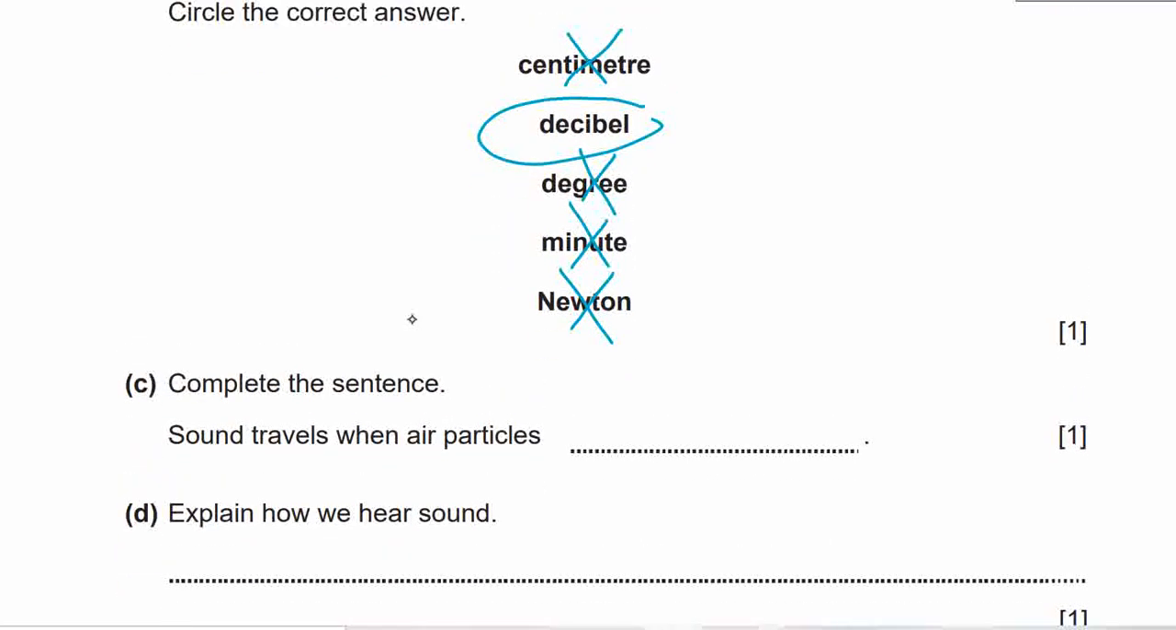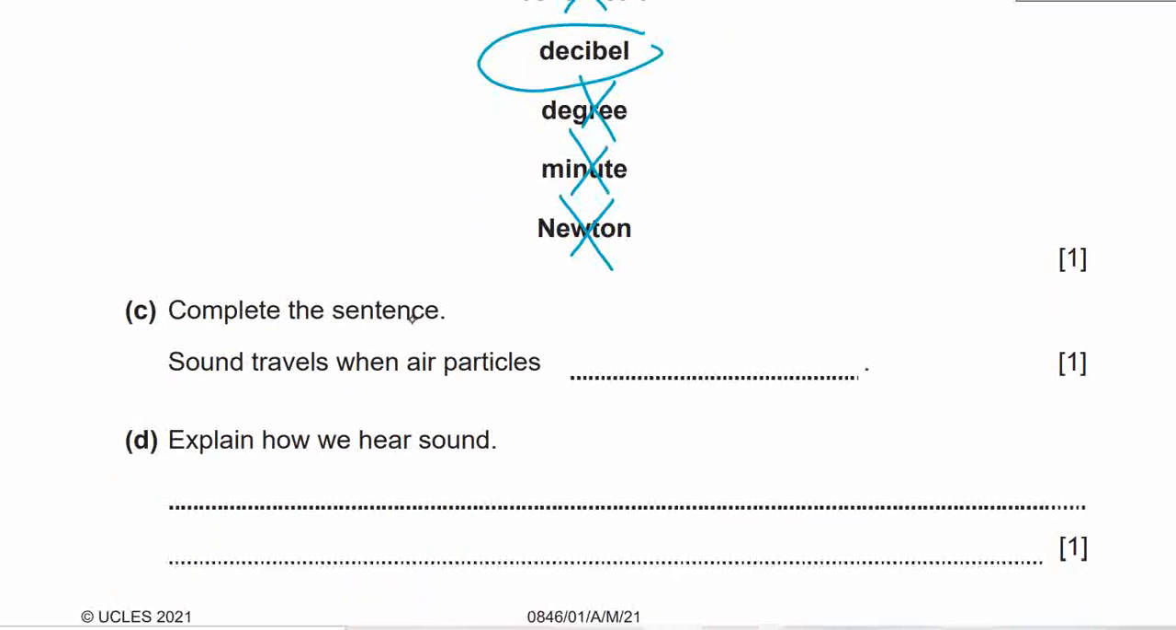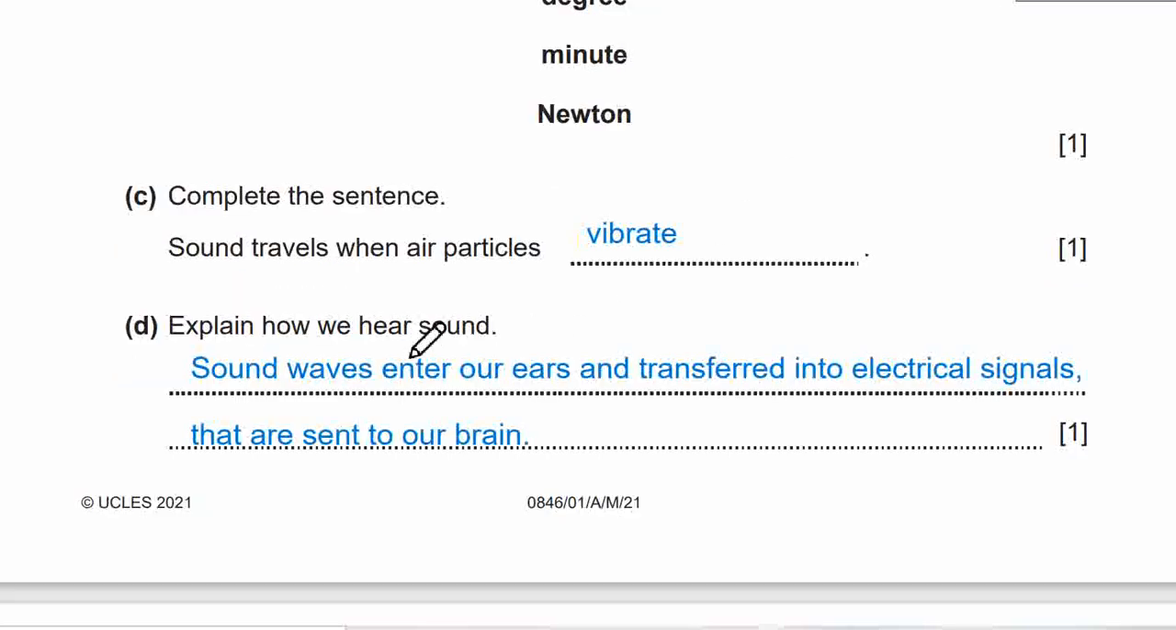Complete the sentence. Sound travels when air particles vibrate, and explain how we hear sound. Well, sound waves enter our ears and transfer into electrical signals that are sent to our brain. That's how we hear sound.